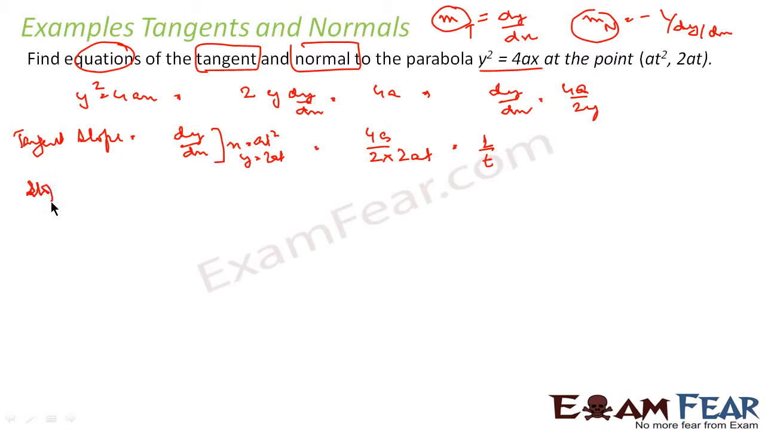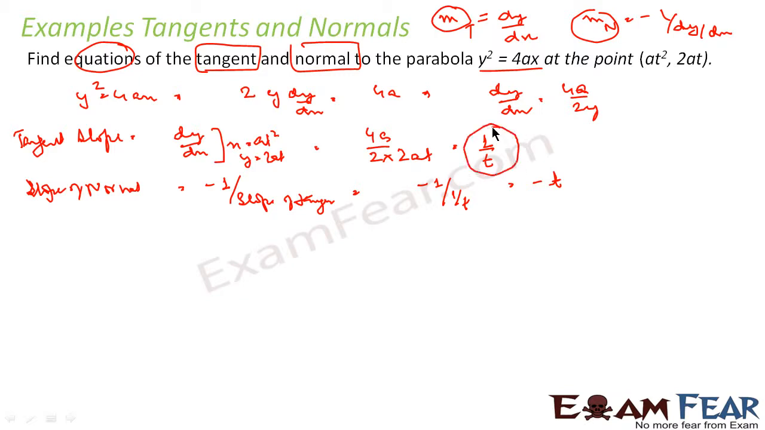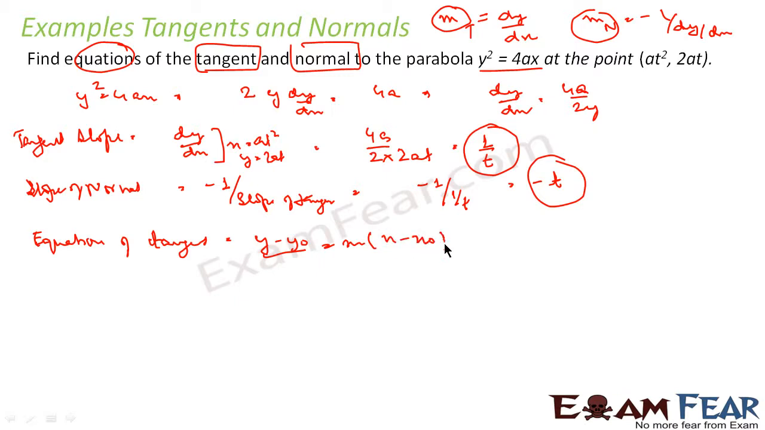Similarly, my slope of normal will be nothing but minus 1 by slope of tangent, and that is nothing but minus 1 by 1 by t, that is nothing but minus t. So I have got the slope of normal and slope of tangent. I have to find the equation of normal and tangent. So let's find the equation of tangent first. Equation of tangent is nothing but y minus y naught is equal to m into x minus x naught, the general form.